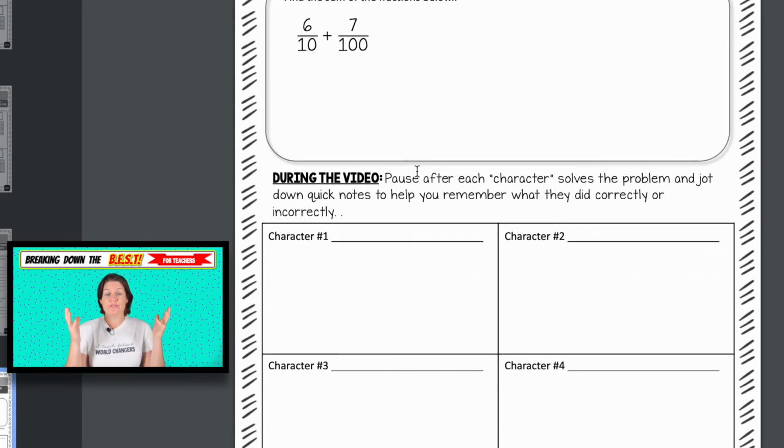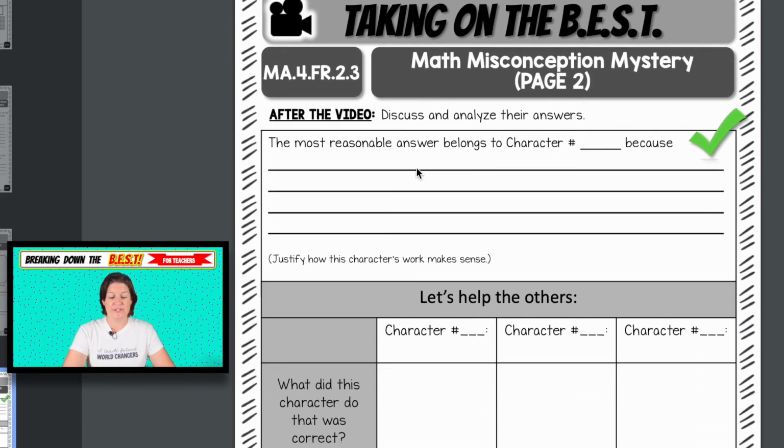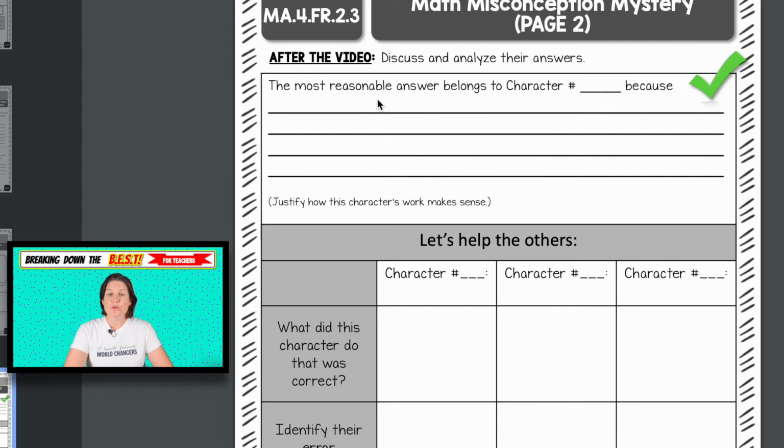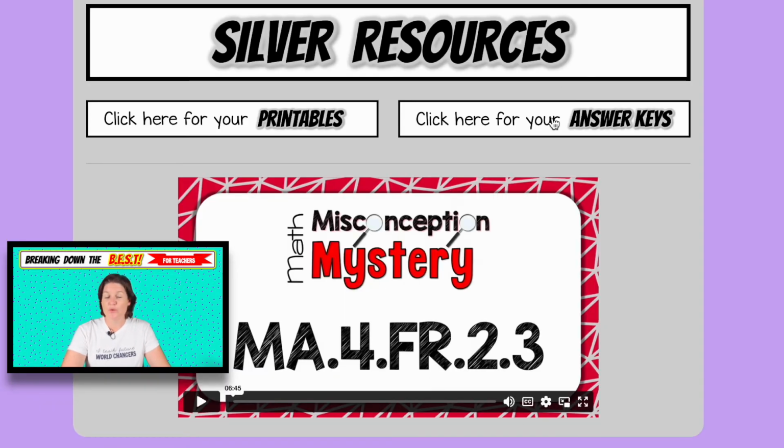So your students will have to really pay attention and watch and listen to see what errors are being made, because then they'll have to fill out their detective report, stating who the most reasonable answer belongs to and why, and also helping the other 3 characters. For instance, what did this character do that was correct? What was their error? And what do they need to know for next time? Now the answers to all of that can also be found in the click here for your answer keys. So all of the printables that we just went over, the answer keys are right there.